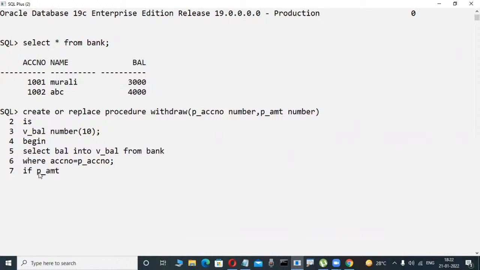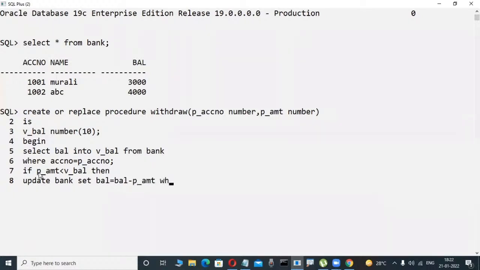Suppose here, observe the logic, this is not coding. Here, if the amount is less than the available balance, then I want to affect that in the database. Update table name, set balance equal to balance minus P underscore amount.